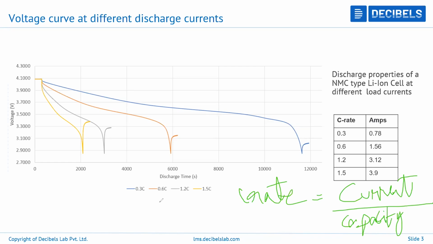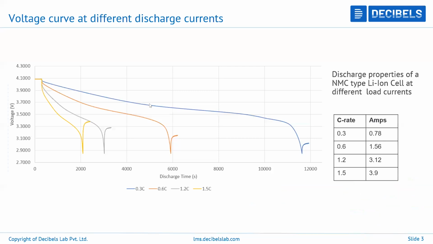Both these values will be mentioned in the manufacturer data sheet. If you were to discharge a particular lithium-ion cell at different C rates, then you can expect this kind of behavior to occur. One of the parameters which you can almost immediately notice here is the voltage behavior of the cell with respect to time. To be very specific, that is nothing but your terminal voltage with respect to discharge time.